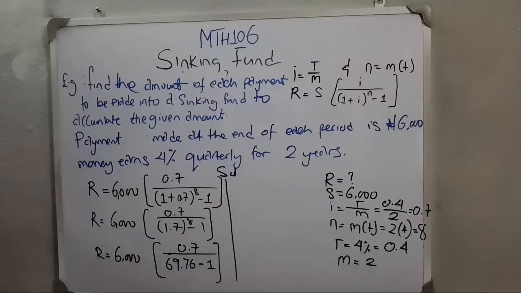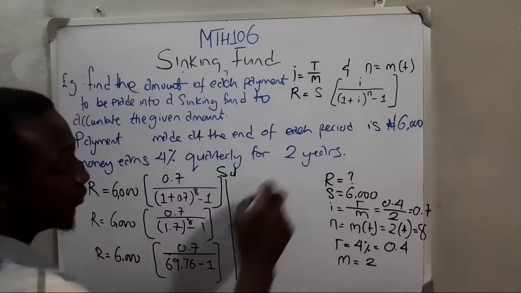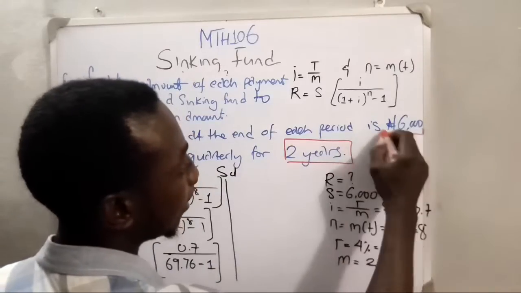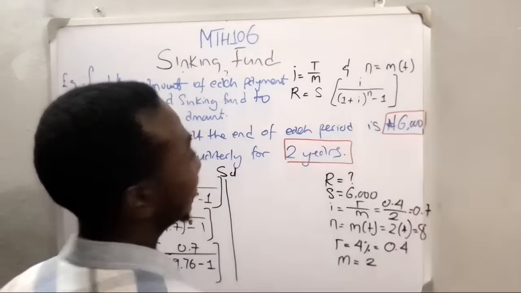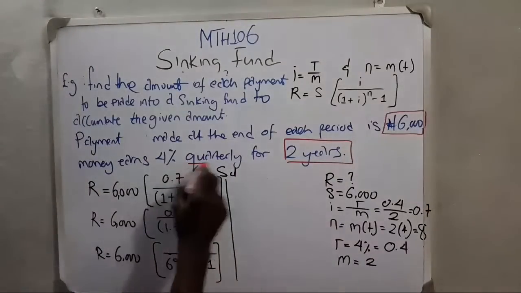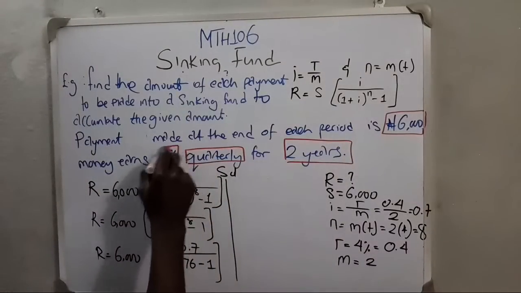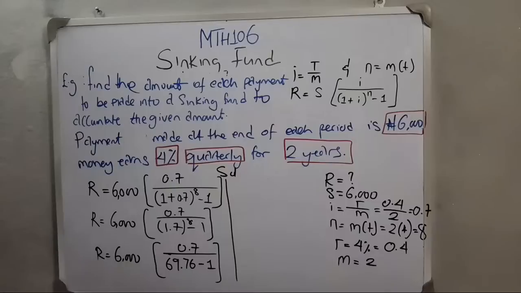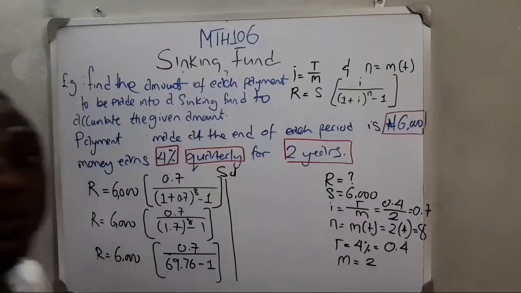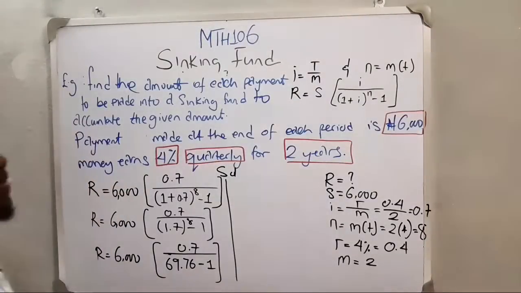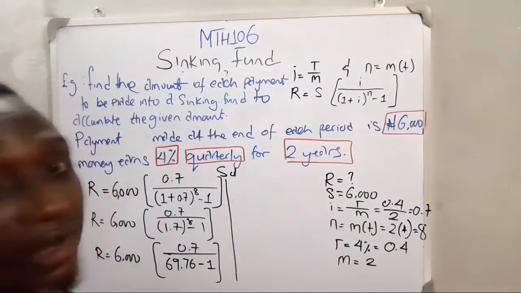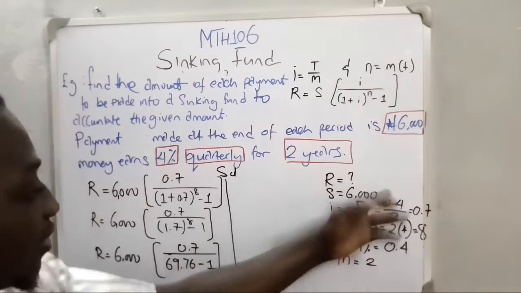Just like we usually do, highlight the things that are essential. You have quarterly and we have 4%. Let's not forget we are solving for sinking fund. So from here, what do we do? This is our formula. We have S, which is 6,000.